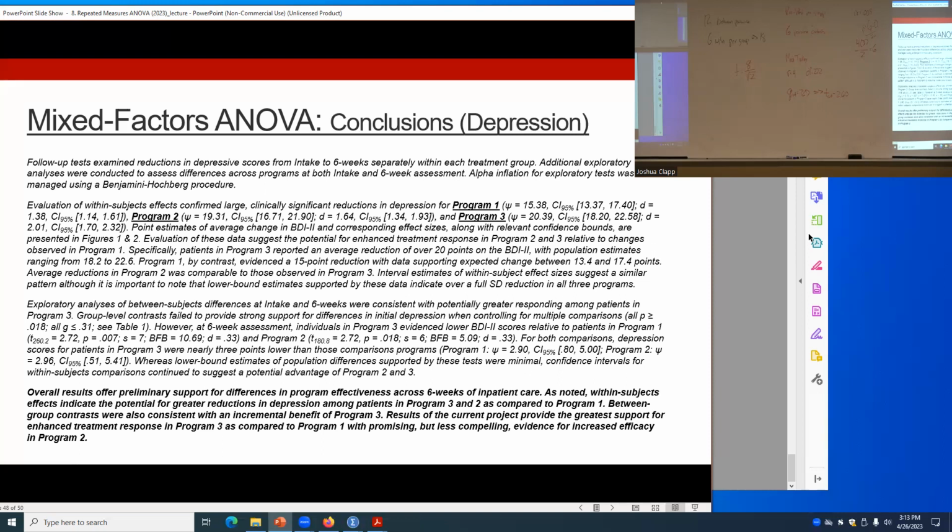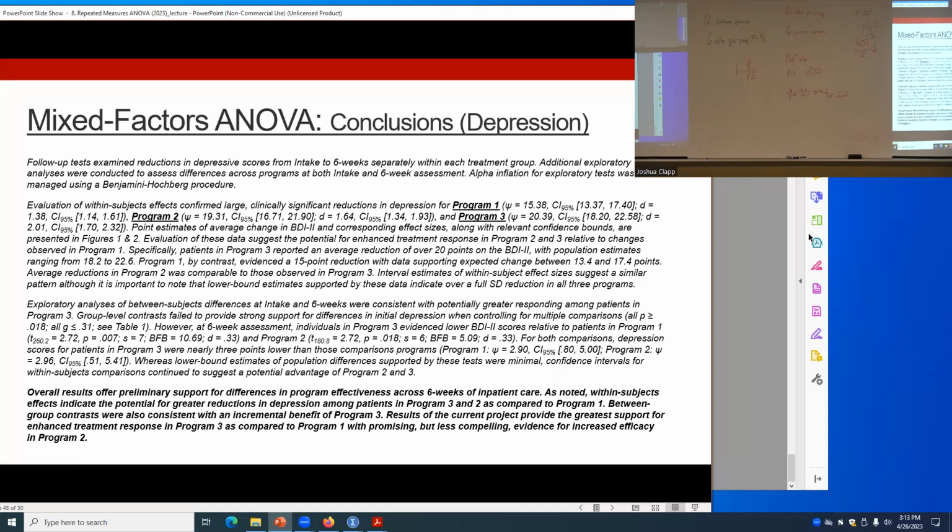Whereas lower bound estimates for population differences were minimal. Confidence intervals for within subjects comparisons continue to suggest a potential advantage of programs 2 and 3. Overall results offer support for differences in effectiveness, as noted. Great reductions in within subjects effects in programs 4, 3, and 2 as compared to 1. Between groups, some incremental benefit of program 3.